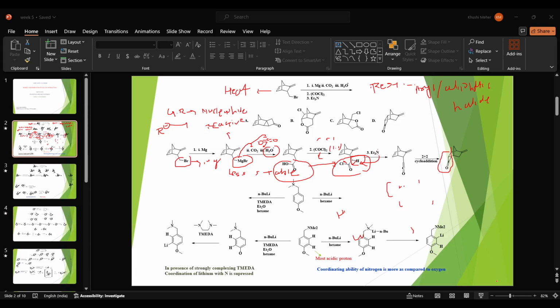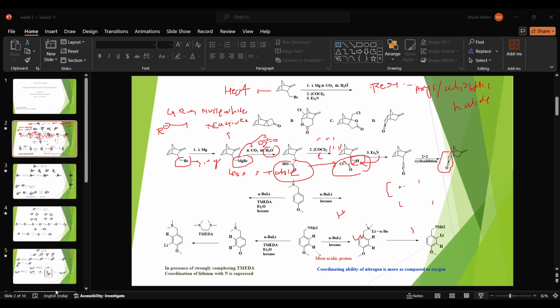You will see that we have two different types of hydrogen, this one and this one. This one is much more acidic hydrogen as compared to this other one. This is Ha and this is Hb. In the first case, the first one is undergoing lithiation and we will get the corresponding lithiated product. But in the second case, what will happen?